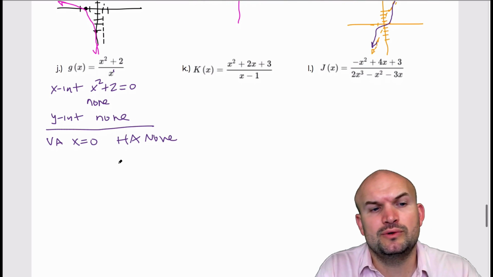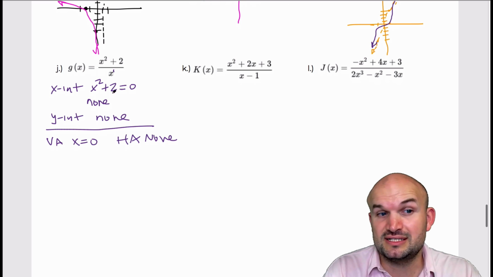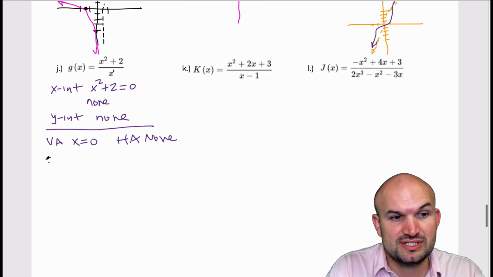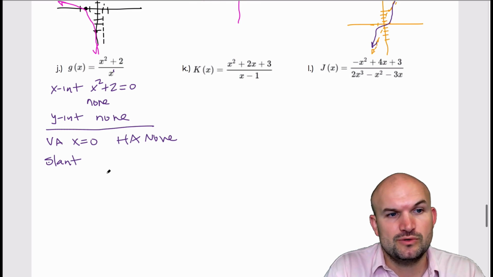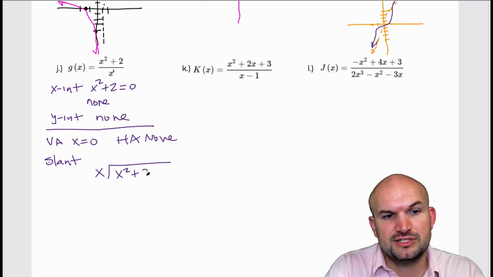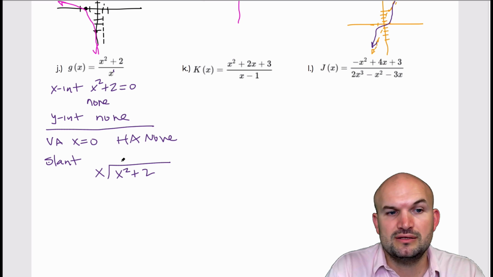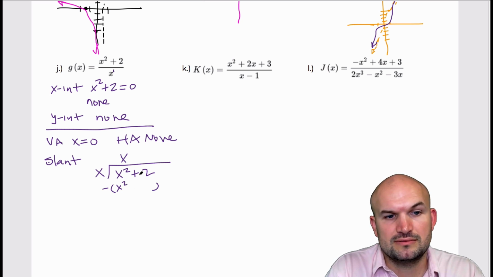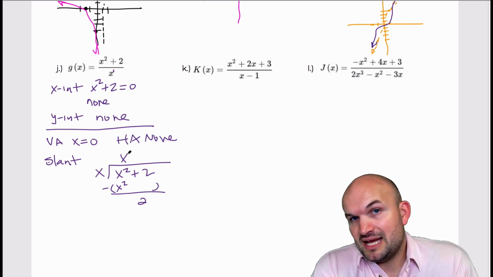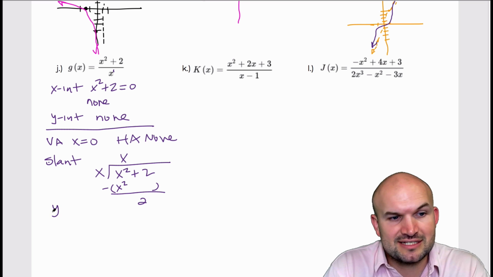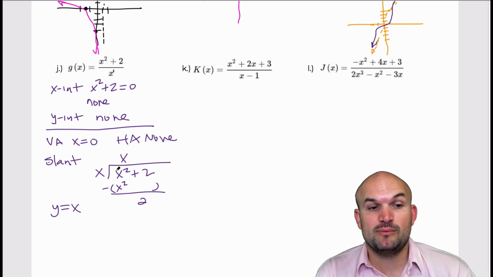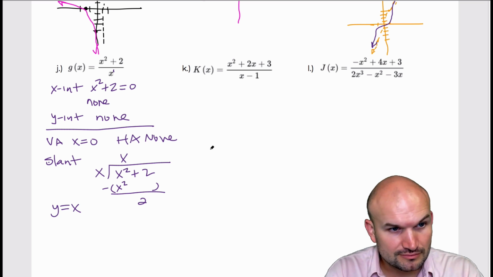Now what we need to do in this case is check for oblique or slant asymptotes. So we're going to do a little division: x divides into x squared plus 2. x goes into x squared, x times x is x squared. Subtract, you have 2. x does not go into 2, so that is your remainder. But we're not concerned about the remainder. Our slant asymptote is just the quotient without the remainder, which is y equals x.